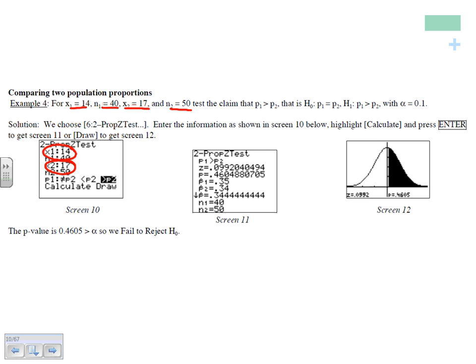Okay. Make sure you set up your hypothesis. So in this case, we're looking for greater. In the counselor situation, we were looking for something smaller, so it'd be less than. And then hit calculate. And this p-value was really big, so we could fail to reject.